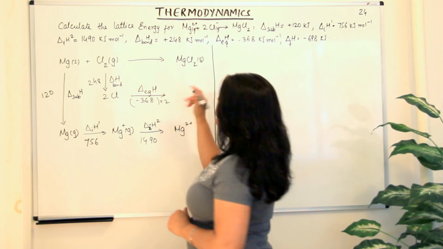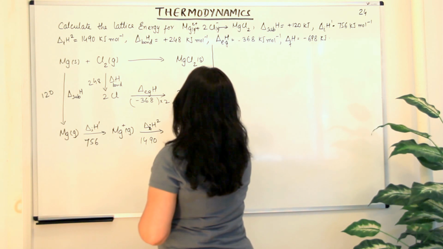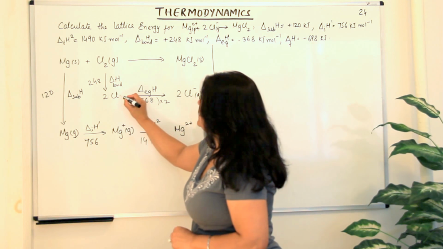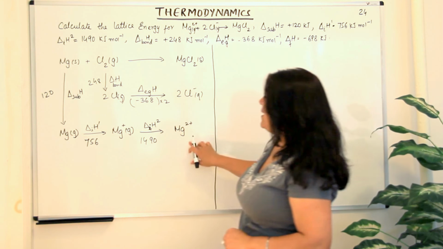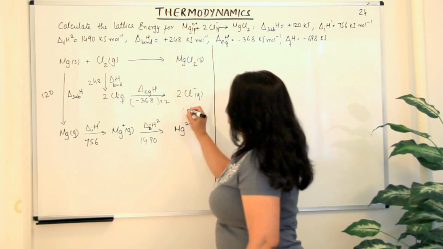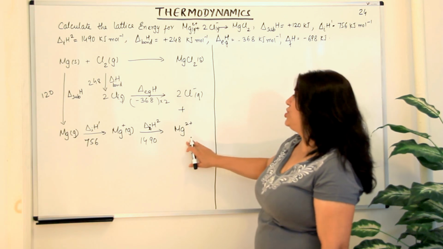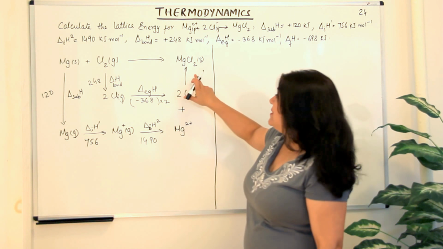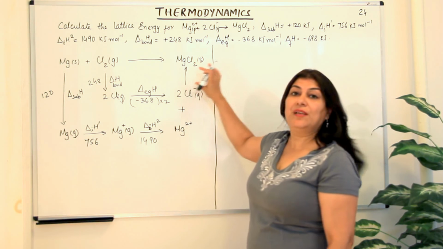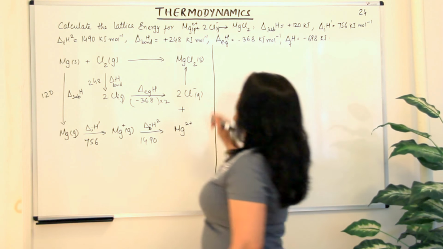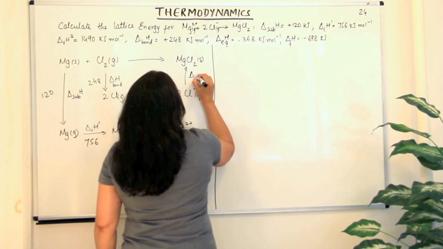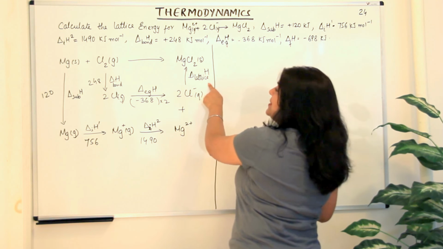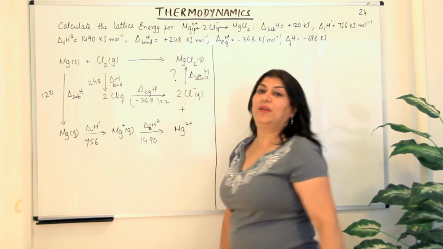And then whatever we get, that will give us 2 chloride ions. And these will be in the gaseous state. And that was the intention, to have both the ions in the gaseous state. And now magnesium ions combine with 2 moles of chloride ions to give us magnesium chloride. And now this amount of energy, which is given out when they combine, is known as the lattice enthalpy. And this is our question. This is what we are looking for.